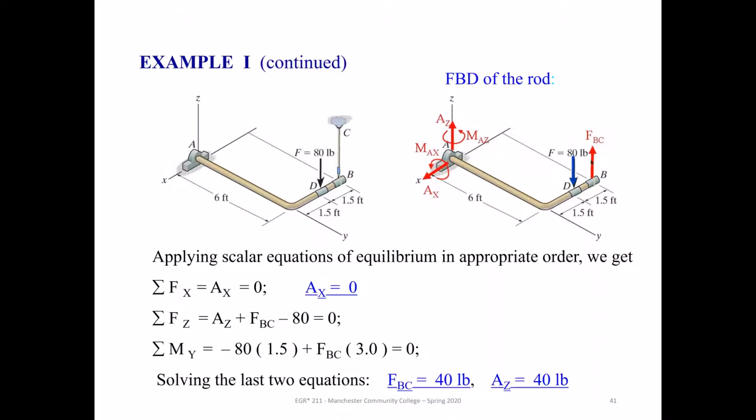So we have a force vertically right here in the Z direction, which is a reaction, and we have a force acting down, and then we have one over here. So the equation just becomes AZ up, FBC is up, which is positive, and the 80 pounds going down, which is negative, right? Well, we have two unknowns, so we cannot complete the solution at this point just yet, all right?